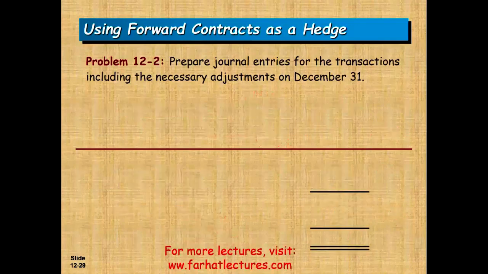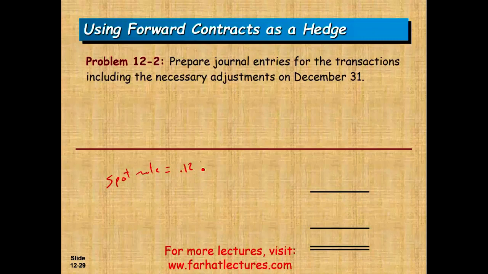Now let's fast forward to December 31st. On December 31st, if you go back and look at the problem, the spot rate is equal to 0.1259.